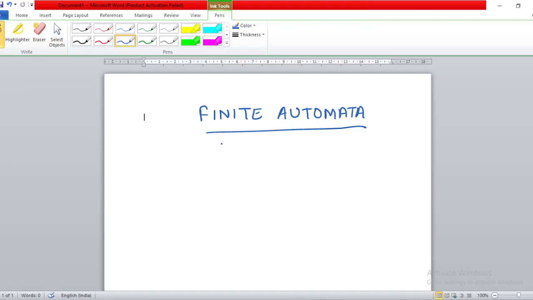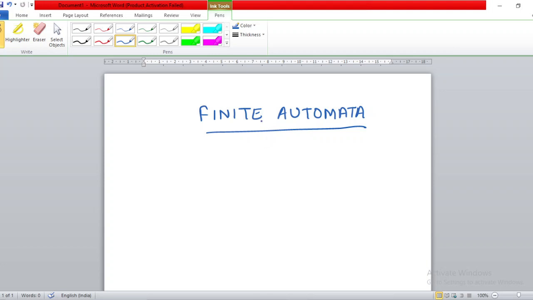Hello friends, I'm back again with another lecture on theory of automata. As you saw in the previous lecture, I gave you a brief introduction to the concepts of finite automata. And today I will begin directly with the definition of finite automata, the types of finite automata that exist, and how we make a finite automata.